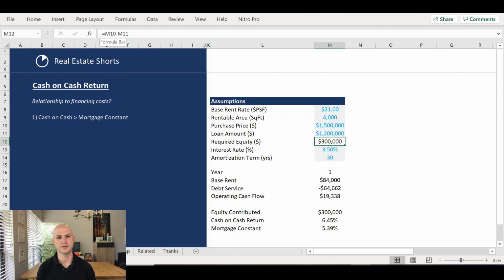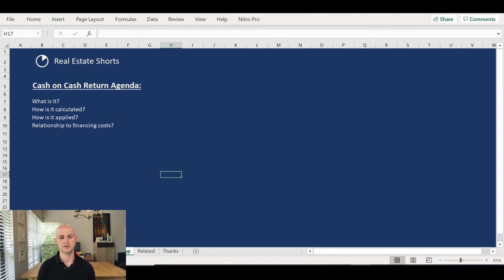So I hope that this rounds out the topic of how cash-on-cash return is important as a relative unit of measure to mortgage constant, as well as on its own, to help you distinguish between cap rate and other unlevered or untime-oriented units of measure. So just as a recap, we covered what cash-on-cash return is, how it's calculated, how it's applied, and we're beginning to introduce its relationship to the cost of capital, positive and negative leverage.